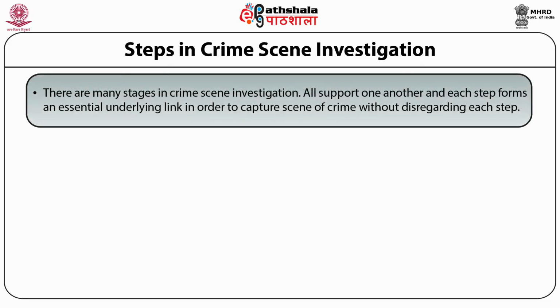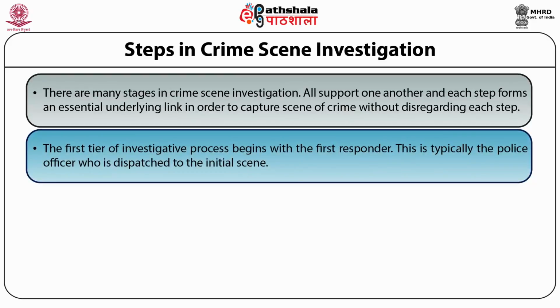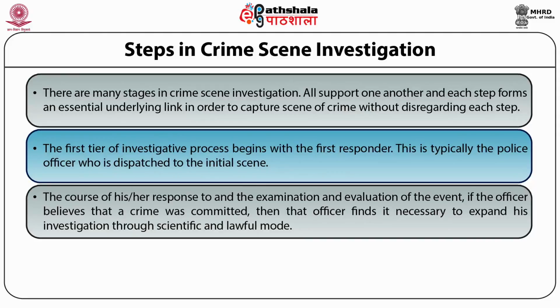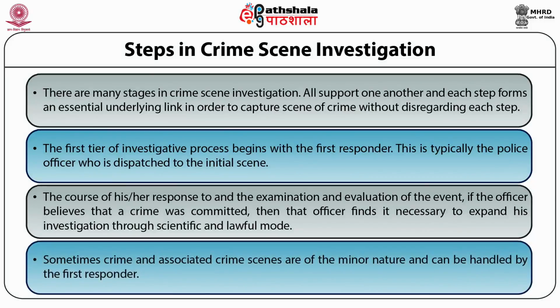There are many stages in crime scene investigation. All support one another and each step forms an essential underlying link in order to capture the scene of crime without disregarding any step. The first tier of the investigative process begins with the first responder. This is typically the police officer who is dispatched to the initial scene. Through the course of his or her response to and the examination and evaluation of the event, if the officer believes that a crime was committed, then that officer finds it necessary to expand the investigation through scientific and lawful mode. Sometimes crime and associated crime scenes are of a minor nature and can be handled by the first responders.